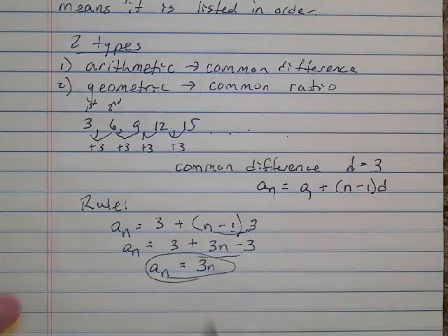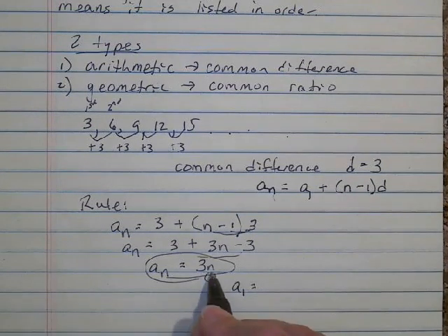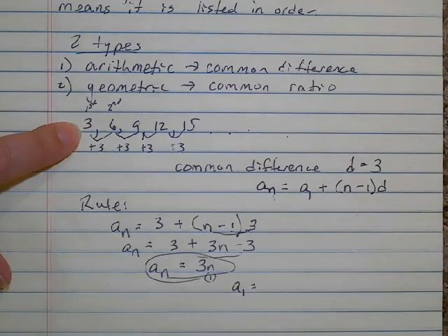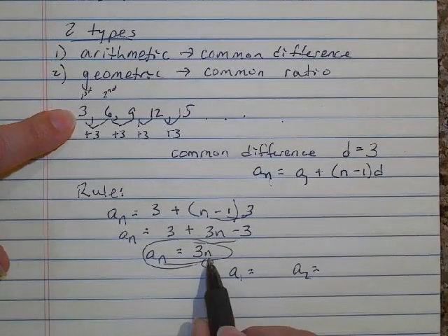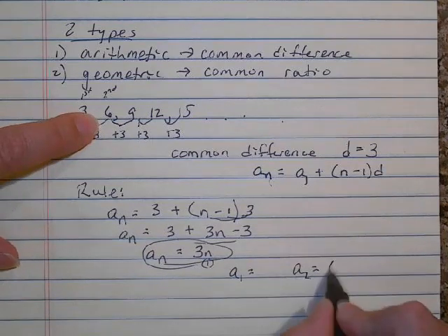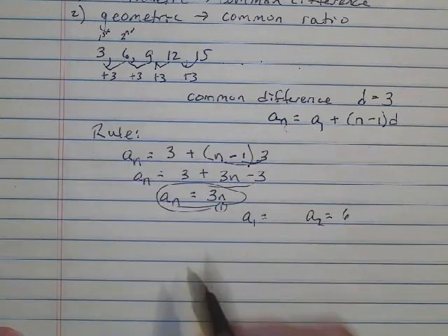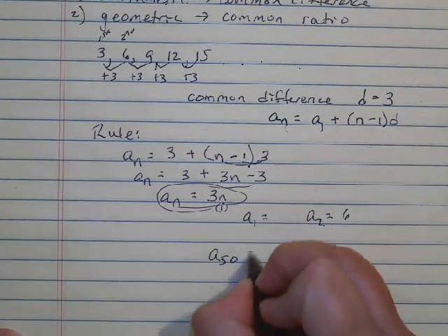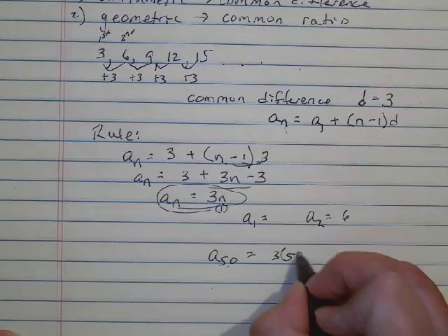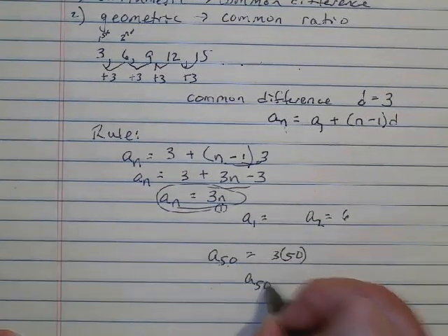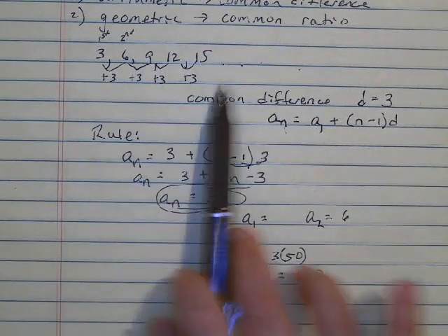And that makes sense, because if I wanted to find the first term, I would put a 1 right here. 3 times 1 is 3, and that's what the first term is. If I wanted to find the second term, I would put a 2 in for n, and the second term is 6. But what if I wanted to find one that wasn't in my list? Like what if I wanted to find the 50th term? That's what a sub 50 means. I would do 3 times 50, so the 50th term would be 150. And I can find that without adding 3 fifty times.